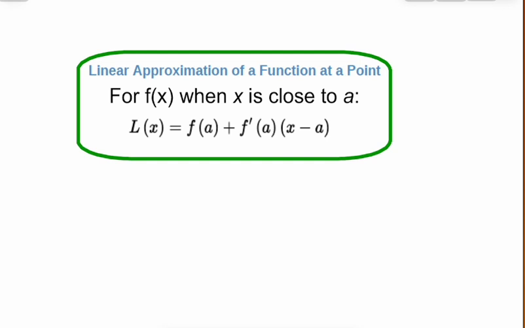So first, there's a formula you need to write down. If we want to find the linear approximation of a function at a point for f of x when x is close to a, the linear approximation is given by f of a plus f prime of a times the quantity of x minus a. So remember, this is an instantaneous rate of change. That's that slope at that point, that instantaneous rate of change. So that just kind of adds on that extra little piece that we need to guesstimate what it is. So that formula will be important as we go through this process.